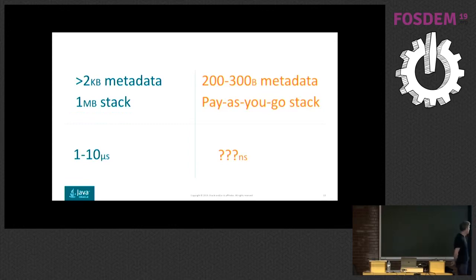In terms of task switching costs, we all learned that blocking is expensive, and it is. For threads, it can be 1 microsecond to 10, sometimes even more. For fibers, we don't know yet, because what we're working on right now is performance, but it's going to be significantly less than 1 microsecond.